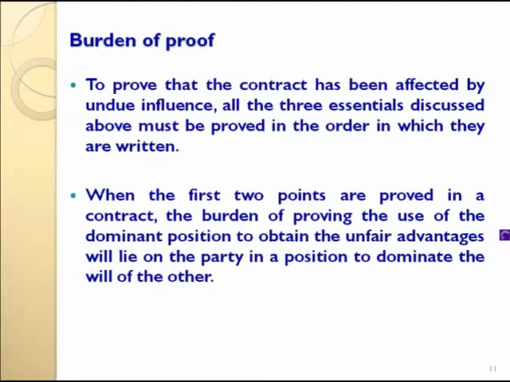Now, moving on, who has to prove that his consent was not pure, and was taken by undue influence? To prove that the consent has been affected by undue influence, all three essentials which we discussed in the last slide must be proved in the same sequence. Means the victim has to prove whether he was in real authority or not, in a fiduciary relation or not, or whether his mental capacity was fit or not. First 3 points you need to categorically prove.